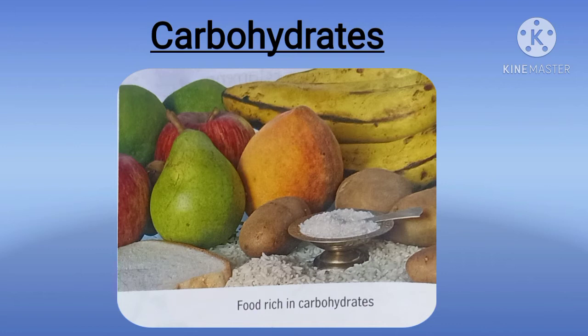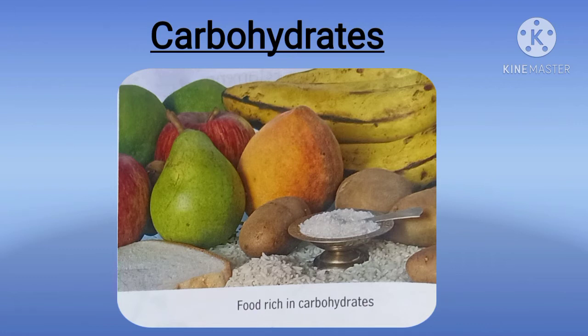So first we discuss carbohydrates. What do you understand by carbohydrate? Carbohydrates provide energy for the proper functioning of the body. There are two types of carbohydrates. The first is simple carbohydrates and the other is complex carbohydrates. Carbohydrates like glucose, fructose and sucrose are simple carbohydrates present in fruits, sugarcane and milk. Examples of complex carbohydrates include starch, which is present in staple diets like wheat, rice and potato.